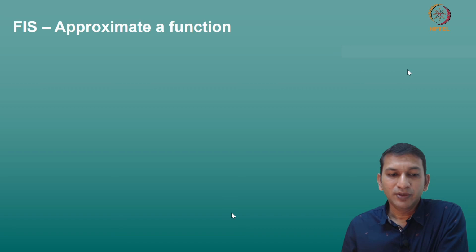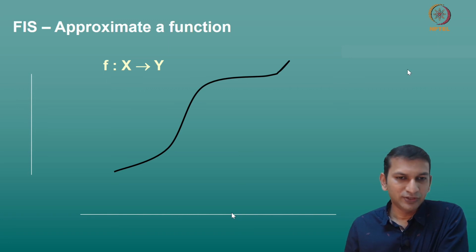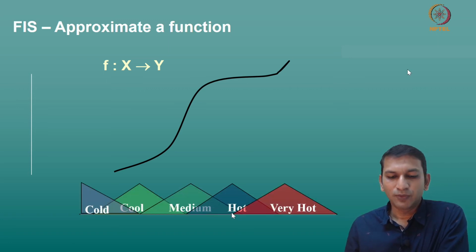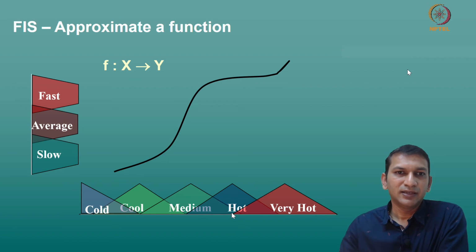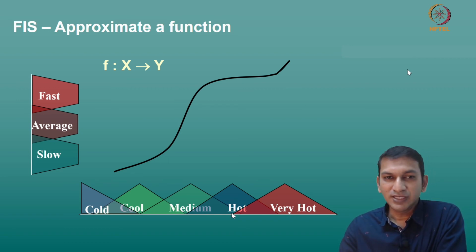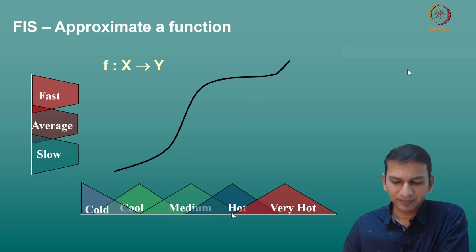Well, we know an FIS approximates a given system function f from x to y. How did we do this? We took the domain of x and that of y. If this is the given function, we came up with a fuzzy covering of x and a fuzzy covering of y, and we were relating the fuzzy sets on x to fuzzy sets on y through rules, and hence we are picking the antecedents from the covering on x and the consequents from the fuzzy covering on y.